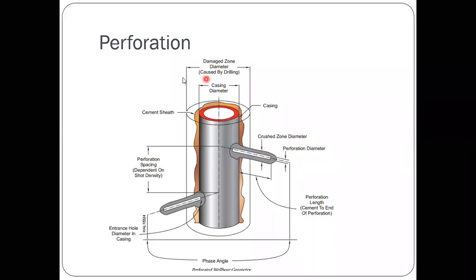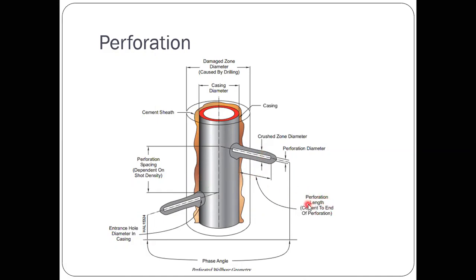So this perforation you have already studied, and this is a casing, then the cement sheath is surrounding the casing. You have to penetrate through casing, cementing, and into the formation. And these are some terminology you should know about. So this one is crush zone diameter, and this one is perforation diameter. So it will give you the idea that surrounding the perforation, you will have a crush zone, which is basically kind of a damaged zone. And we'll discuss that also in a subsequent slide.